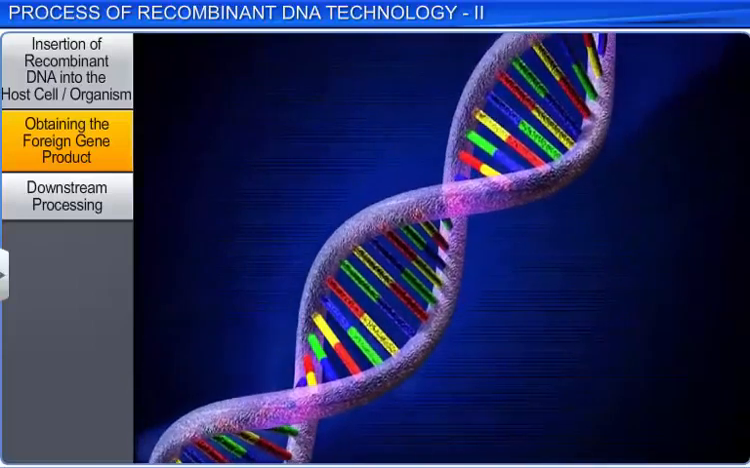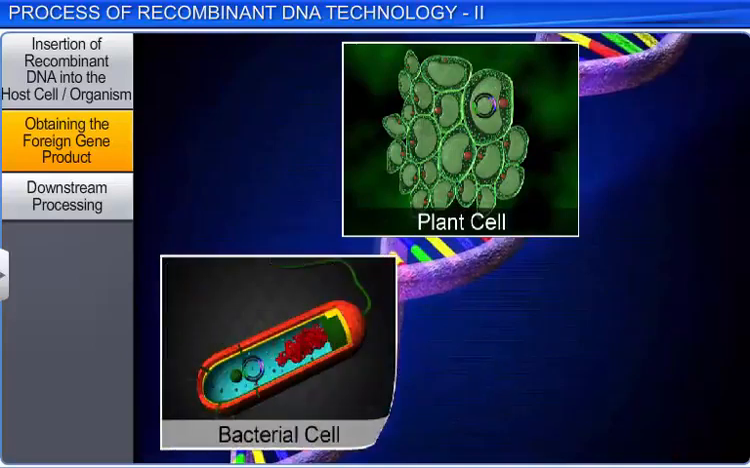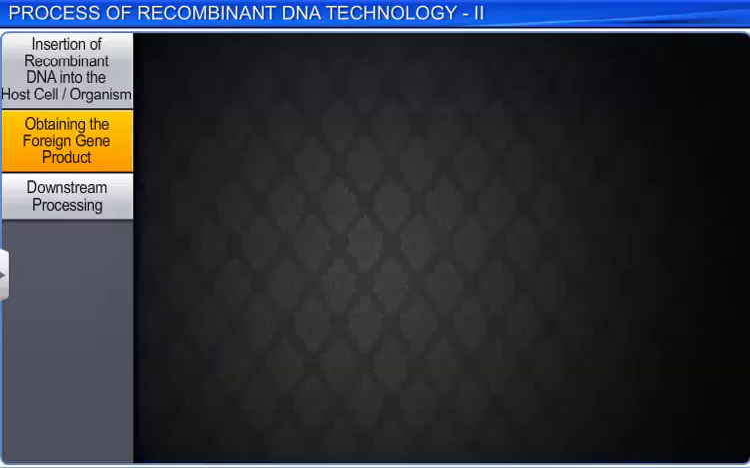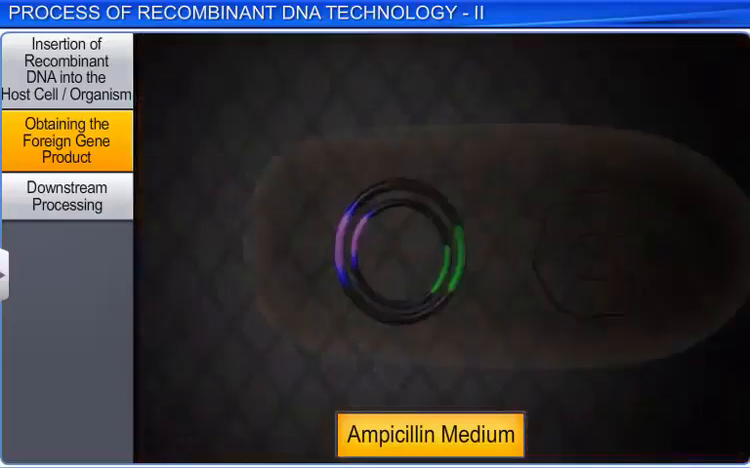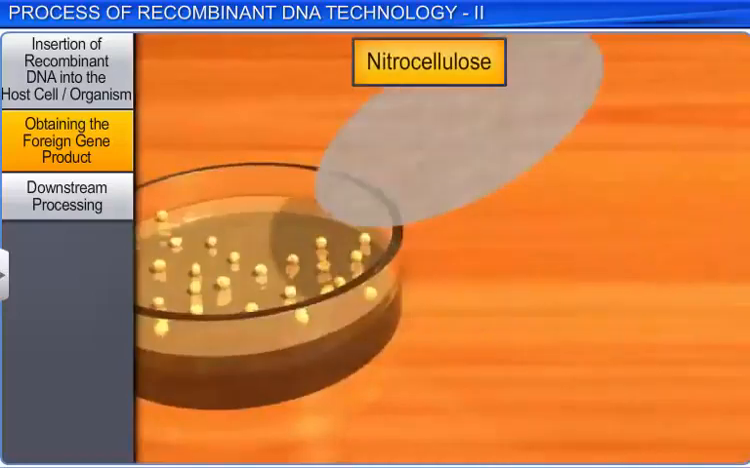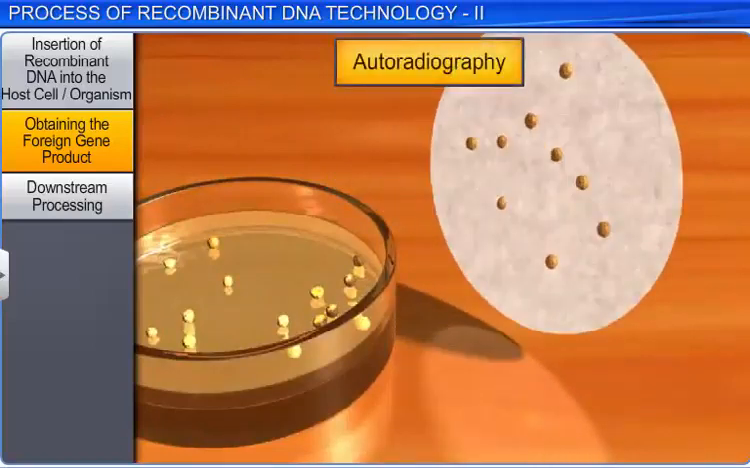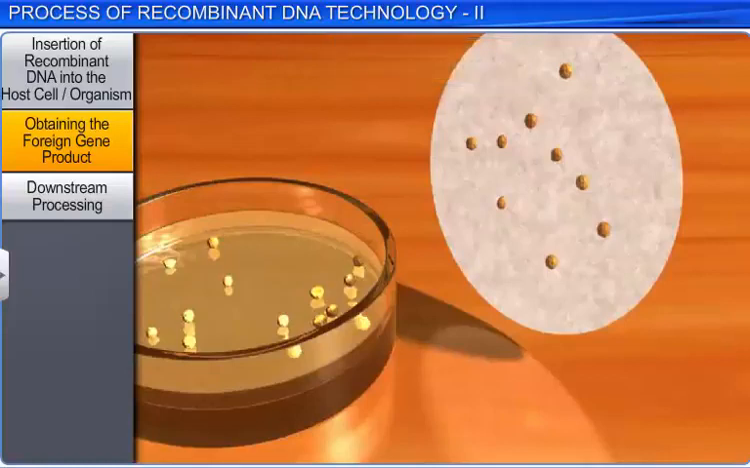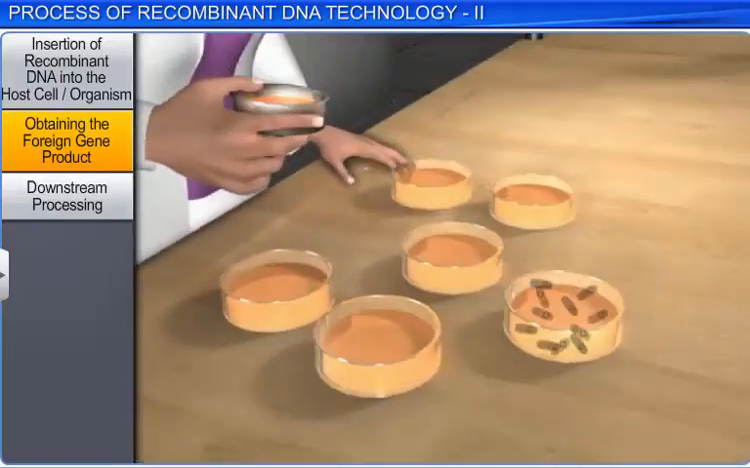If any protein encoding gene is expressed in many hosts such as plant cells, bacterial cells, and fungal cells, it is called a recombinant protein. Cultures such as an ampicillin medium may be used to extract the desired protein. Then this protein can be purified by using different separation techniques such as nitrocellulose filter and autoradiography. After the purification process, the cells storing cloned genes of interest may be grown on a small scale in the laboratory.